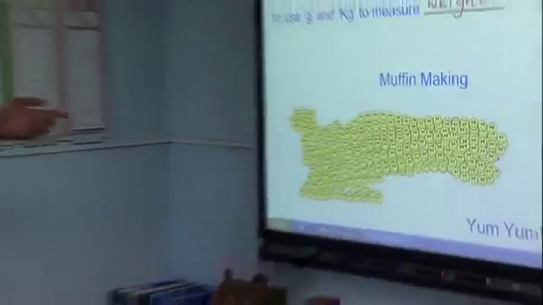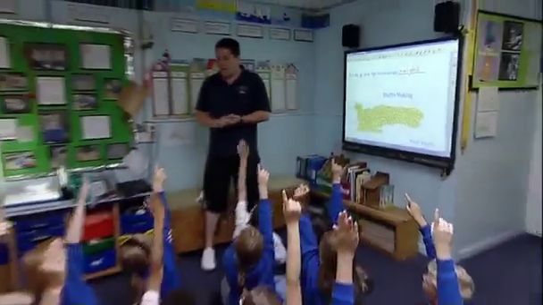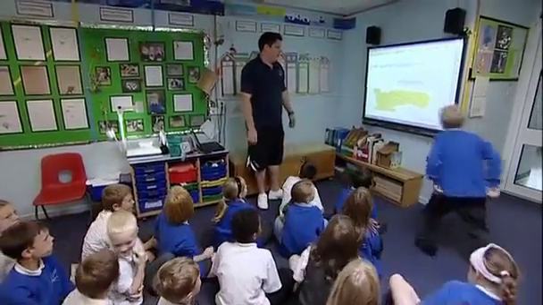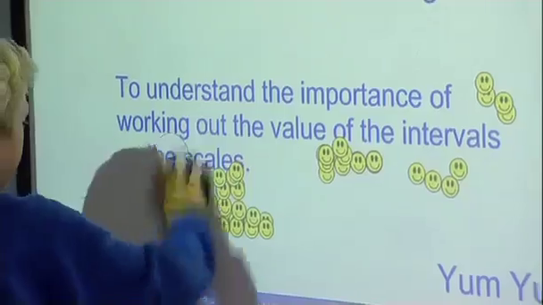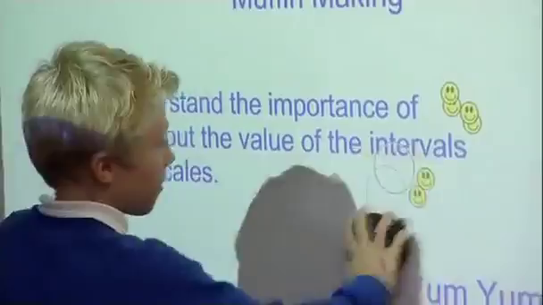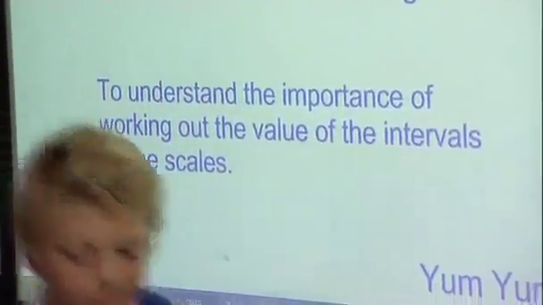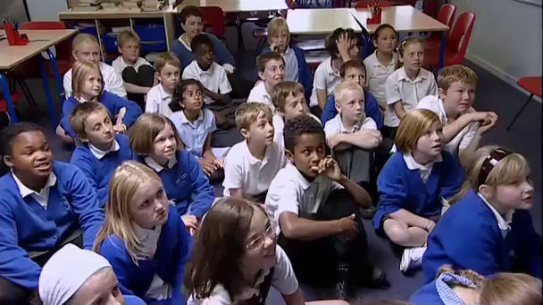The beginning of the lesson is an important time for the children to be able to see what scales they're going to be using. They can look at what each of the intervals is worth, and then they're going to be able to use that information when they come to weighing out their ingredients later. If we don't know what the little gaps in between each of the weights are, then our weighing of all our ingredients is completely wrong. All right, and is our muffin going to taste very nice then?